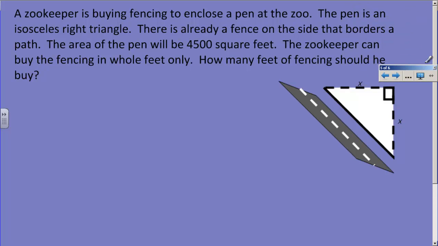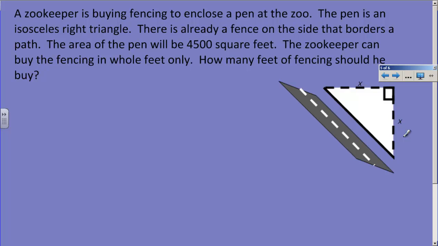So a zookeeper is buying a fence to enclose a pen at the zoo. You do not need to write this problem down, but it would not hurt for you to draw the picture. The pen is an isosceles right triangle. There is already a fence on the side that borders the path. The area of the pen will be 4,500 square feet. The zookeeper can buy the fencing in whole feet only. How many feet of fencing should he buy? So he needs to fence these two sides of the pen. I have to do them both.